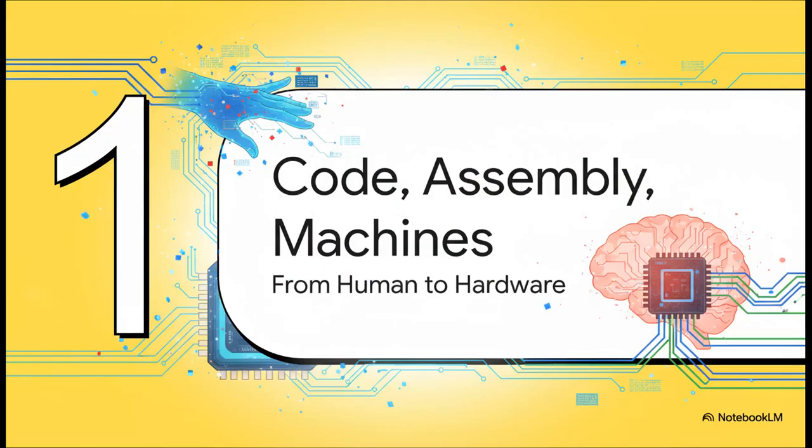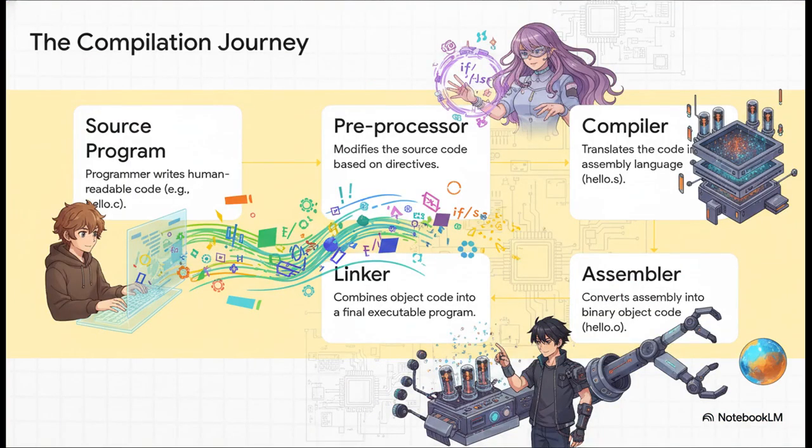Okay, so to understand the battlefield, we first need to get a handle on the language of the combatants. It's a journey that takes our human thoughts and translates them step by step into the machine's actions. The easiest way to think about this is like a super sophisticated translation service, or maybe an assembly line in a factory. A programmer writes a source program in a language a human can read, like C.